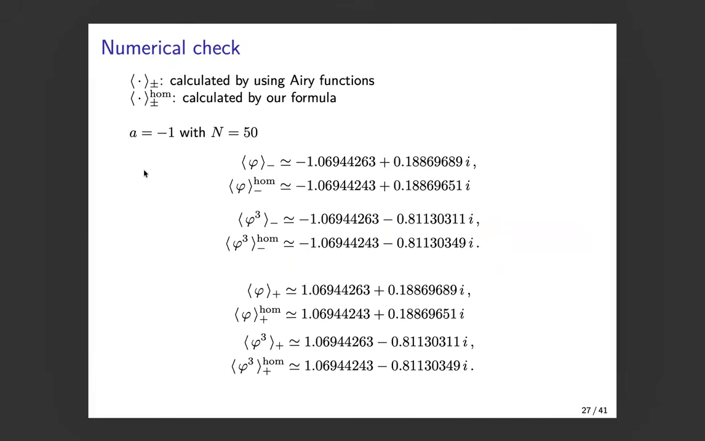So this is just a numerical check. This correlator is calculated by using Airy functions, and this correlator is calculated by our formula, taking the matrix truncation and taking the inverse. As you can see, the result agrees with high precision. So it seems that our conjecture is correct.